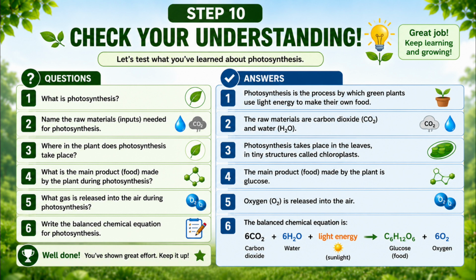Question 5. What gas is released into the air during photosynthesis? Answer. Oxygen is released into the air. Question 6. Write the balanced chemical equation for photosynthesis. Answer. 6 molecules of carbon dioxide plus 6 molecules of water, using light energy, produce 1 molecule of glucose and 6 molecules of oxygen. Equation. 6CO2 plus 6H2O plus light energy right arrow C6H12O6 plus 6O2.